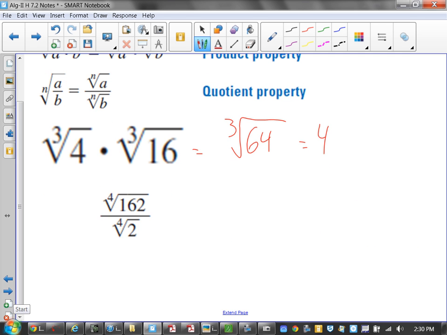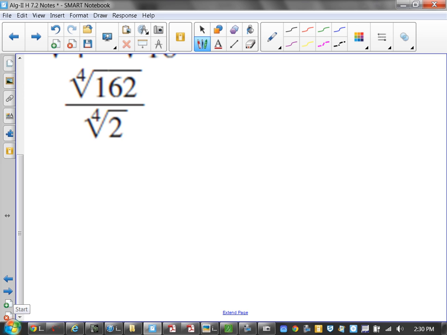Do these guys have the same nth root? Since they both have the same nth root, I can rewrite that as one giant fraction. I can rewrite that as the 4th root of 162 over 2. What's half of 162? 81. Thanks, Thomas. So you get the 4th root of 81, which is 3.